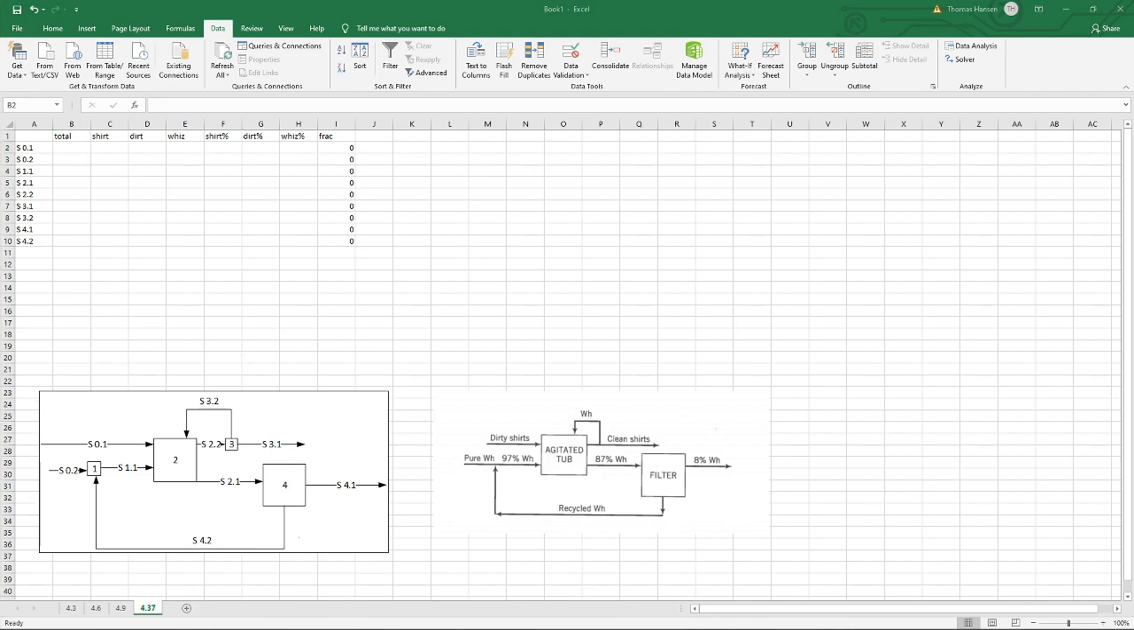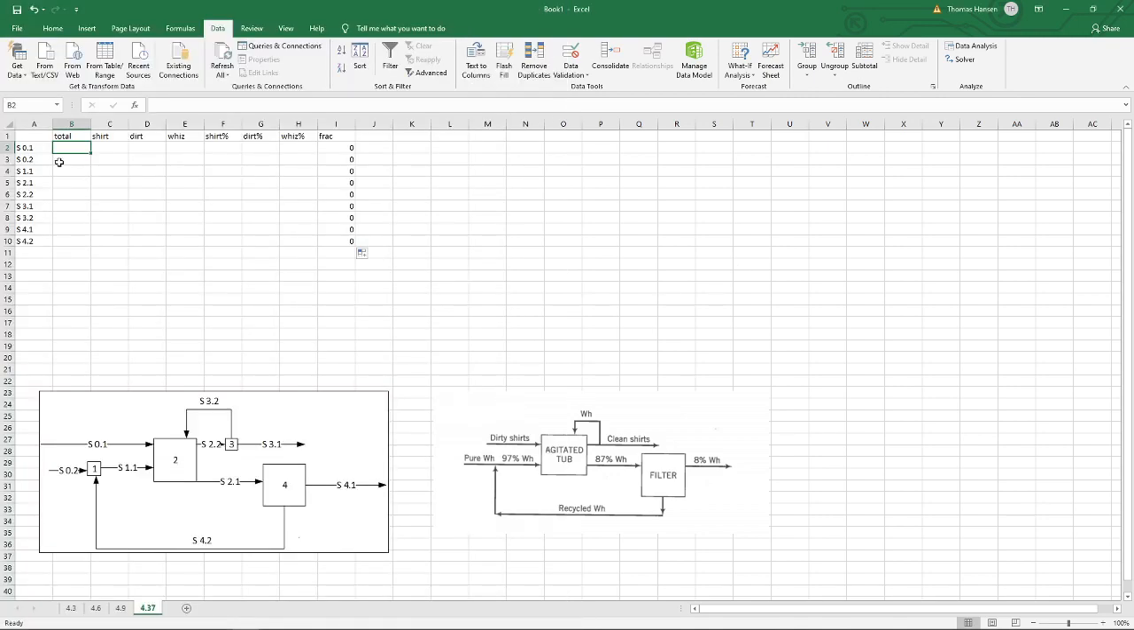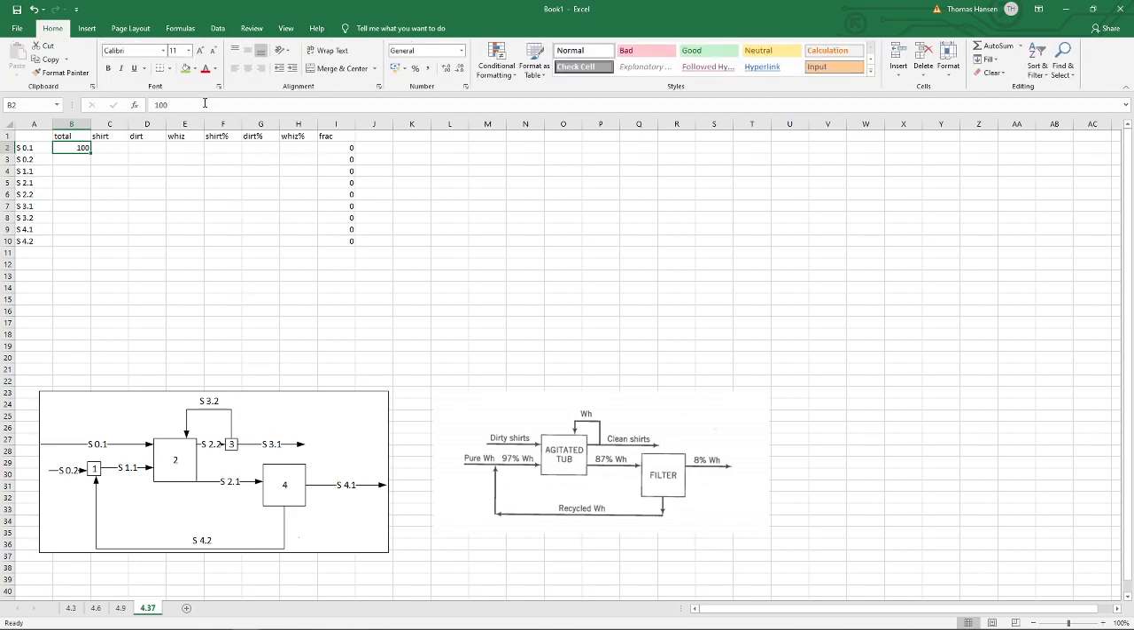Now, one of the things you can consider in this case, as you can see, a lot of the information we are being given is on the basis of 100 pounds of dirty shirts. So I'm gonna start out by simply saying I'm gonna put in the 100 so that I'm using that basis, because that fits with a lot of the data I've been given. And we then start to look at what information are we being told.